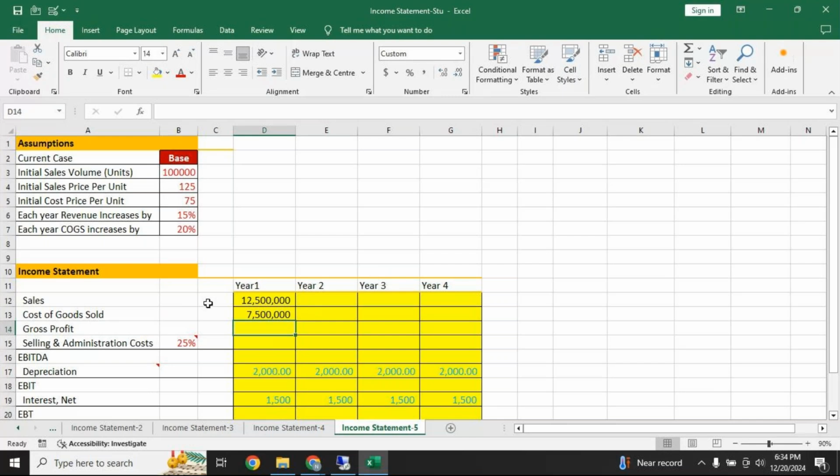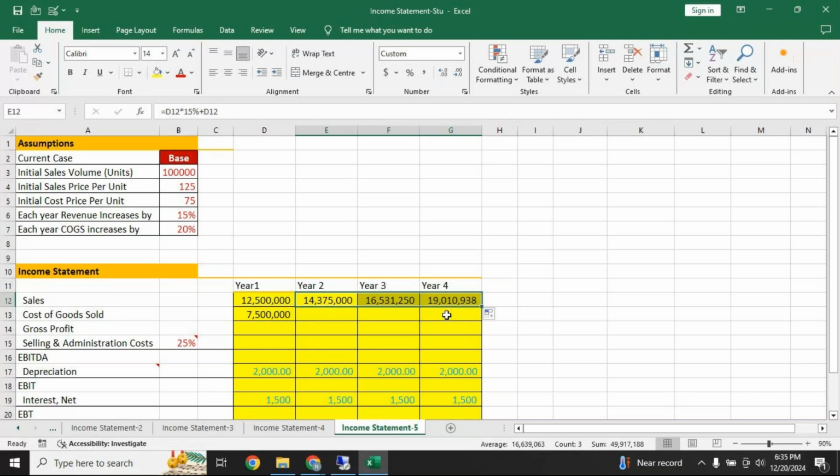Now they are telling that each year revenue increases by 15%. So here I take the previous year value into 15% plus the previous year value. If I give only the percentage part, it will tell only that amount. I want the actual value, so I do this and add the previous year value. Then I come here and apply the fill handle.